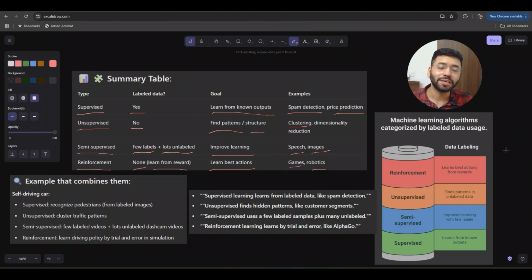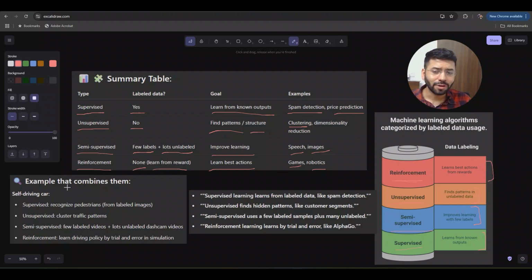Okay, in the visual representation you can see we have taken all four of these learning models: supervised, unsupervised, semi-supervised, and reinforcement. The supervised learns from the known outputs. Unsupervised finds the patterns in the unlabeled data. The semi-supervised improves the learning with a few labels and then refines the strategy by applying that on the unlabeled data. And in case of reinforcement, you basically learn the best actions from the reward.